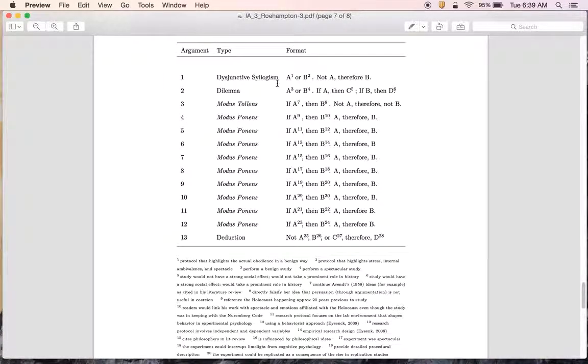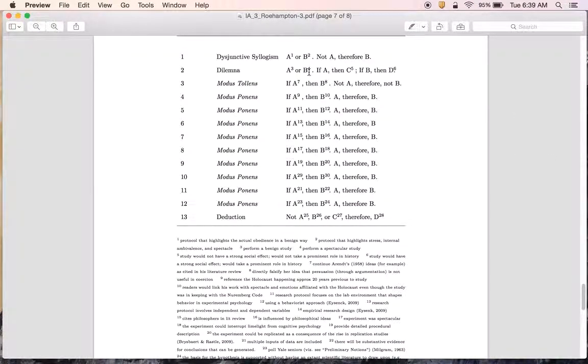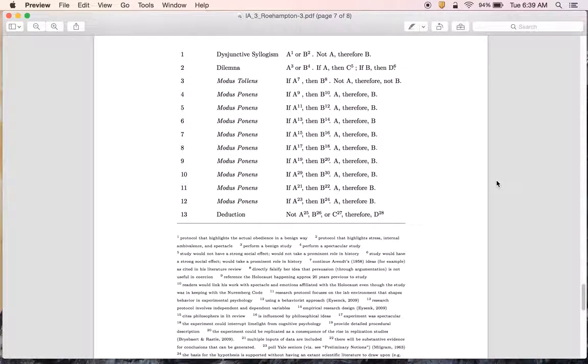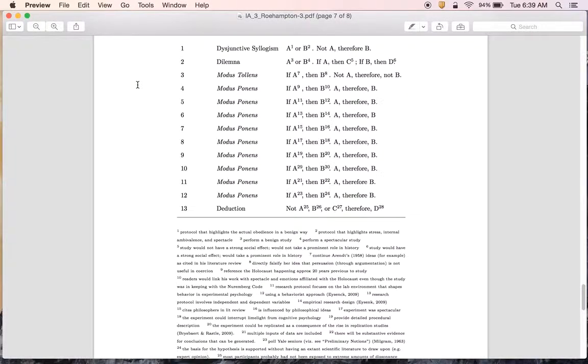I start with the disjunctive syllogism, okay? And that is 1, A or B. It's not A, therefore it's B. So number 1, I say the protocol in Milgram's study highlights actual obedience in a benign way. He could have done it that way. That's one side. B is the protocol that highlights stress, internal ambivalence, and spectacle. So he had a choice is what I'm arguing. He could have chosen a benign way, or he could have chosen one that highlights stress. And then we identify it as not being A, therefore it's B. That's the beginning of the case that I'm making, okay?